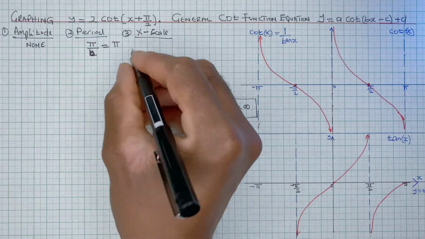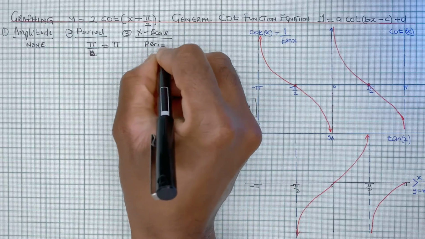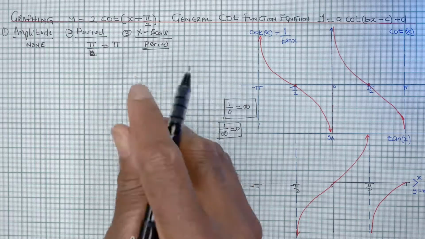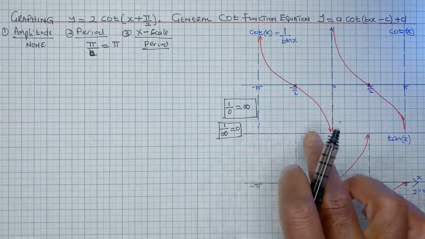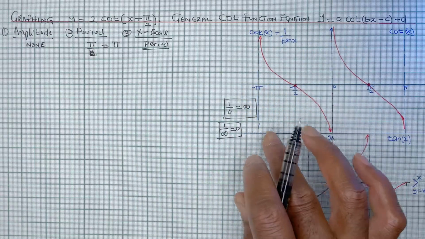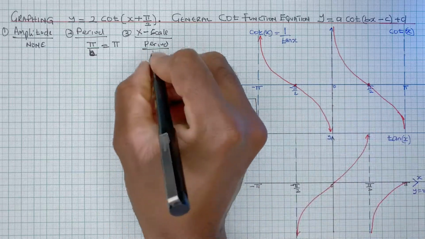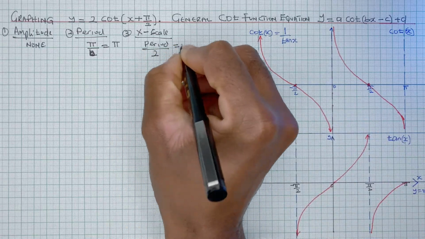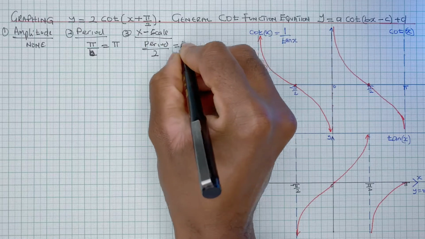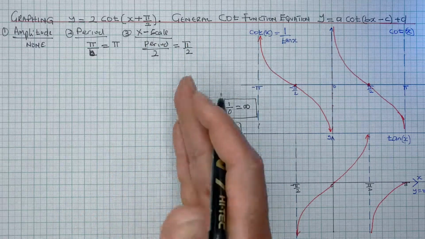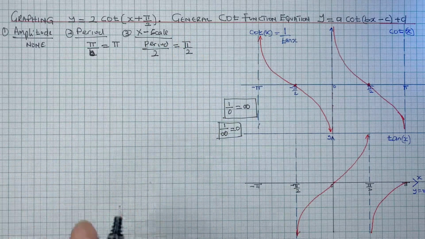For x scale is going to be period over, well, you can see for every period there are 2 lines of asymptote, so divided by 2, and that would be, period is pi, so it's going to be pi over 2, which means you're adding 90 every time.